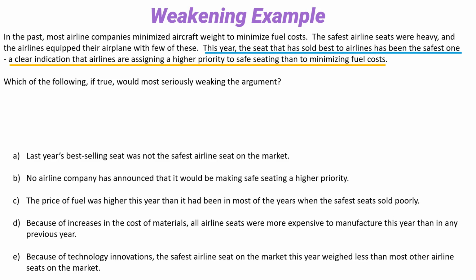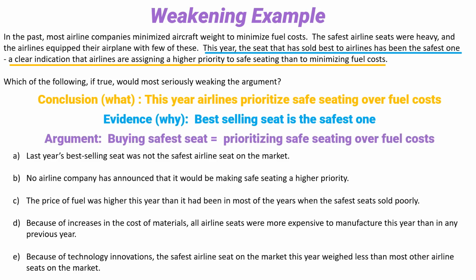Okay, got it. So that means the argument is buying the safest seat means you are prioritizing safety over fuel costs. Again, that bit we just did is the most important part because now we know exactly what we're looking for. We're in a weakening question, so we don't believe that just because you're buying the safest seat, that necessarily means you're prioritizing safety over fuel costs. So we're looking for an answer choice that says something like you can buy the safest seat and still be prioritizing saving money on fuel. So pause the video, read those answer choices, see if you get an answer choice that says something like that, and after you've made your answer choice, hit play and we'll go through it.